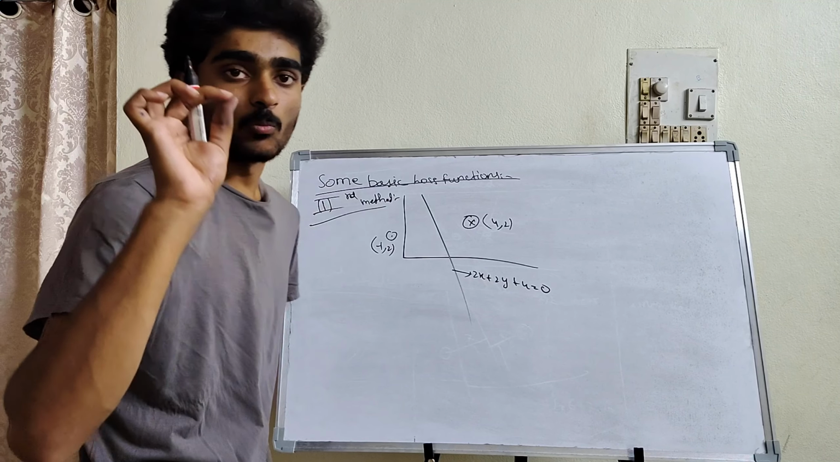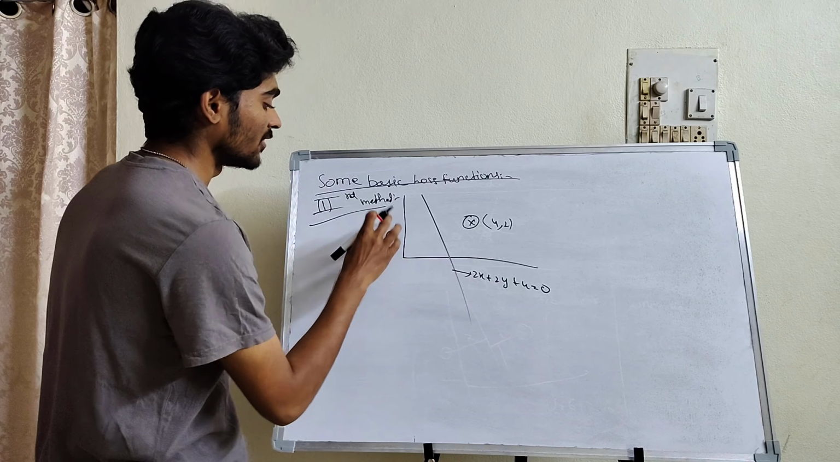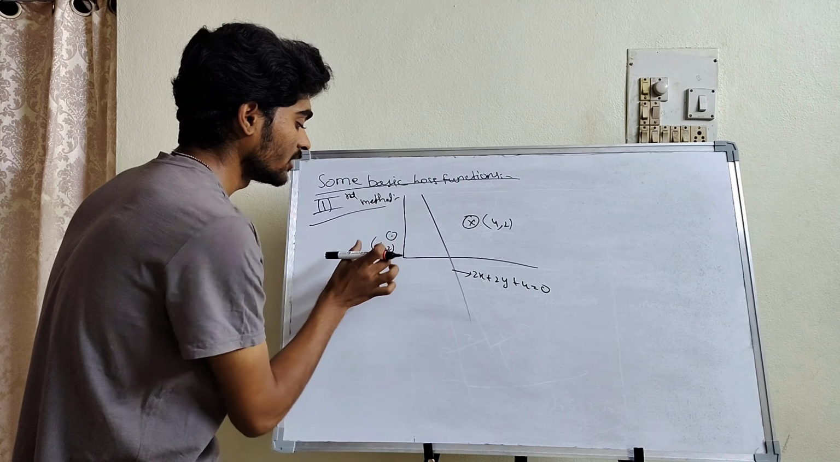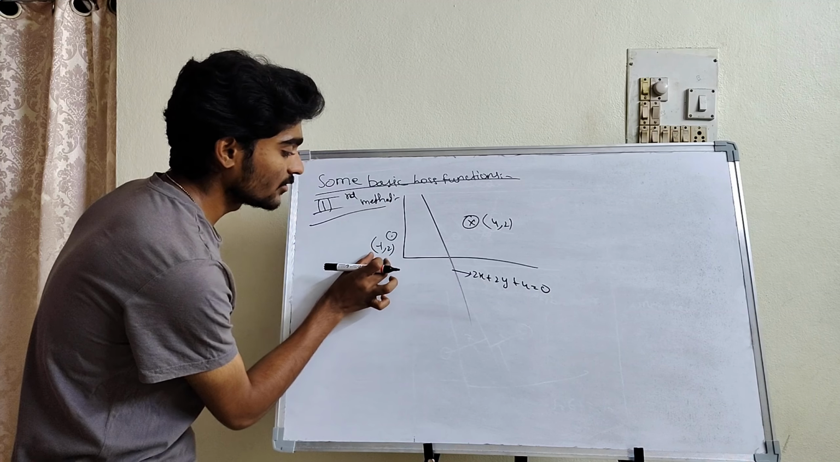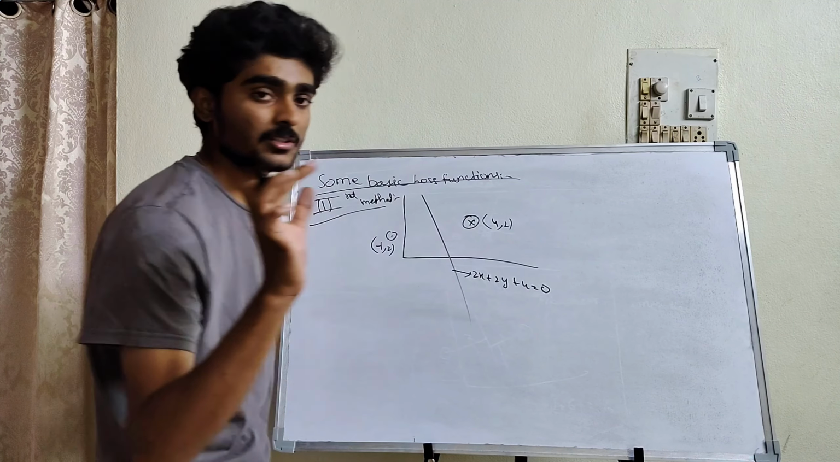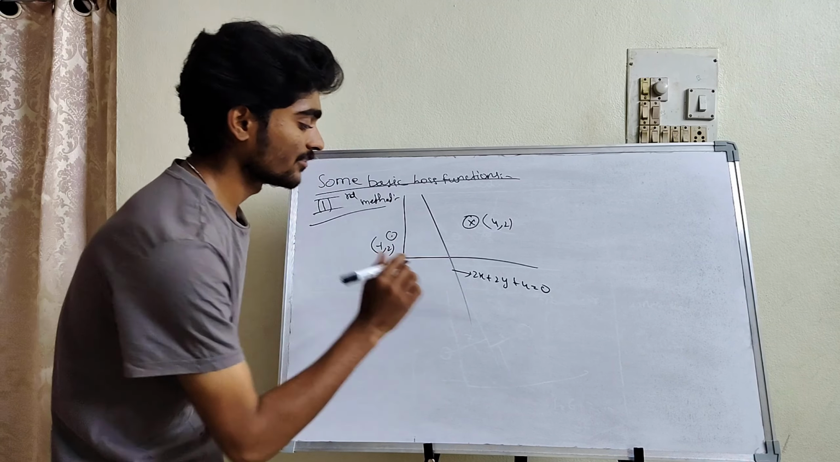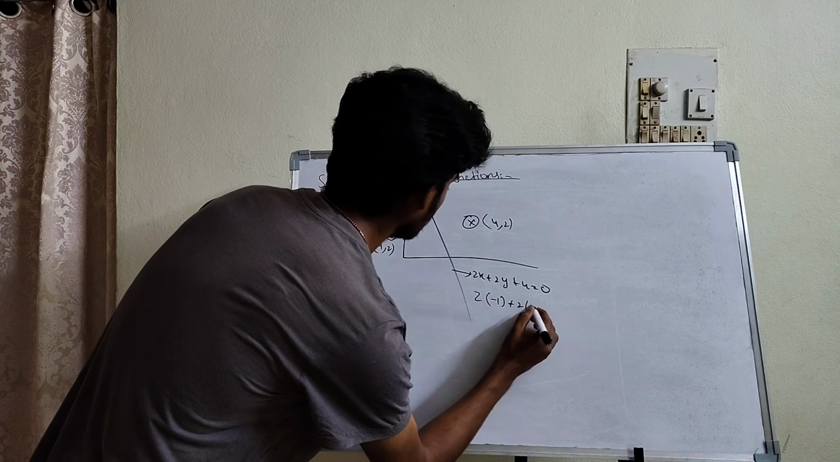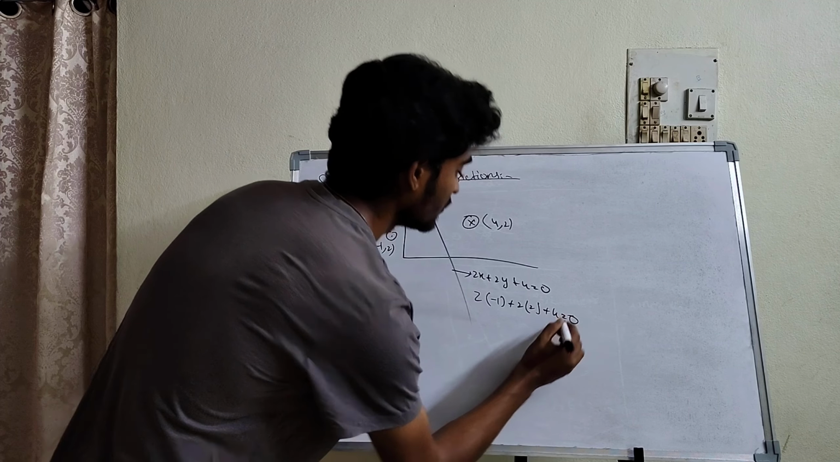Now what you need to do is, for the first misclassified data point, substitute these coordinates in this line equation. First substitute: 2 times -1 plus 2 times 2 plus 4 equals 0.